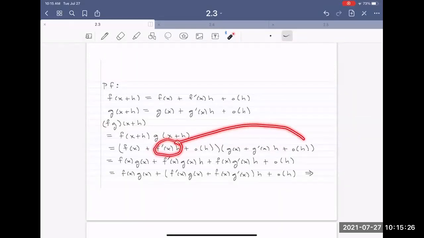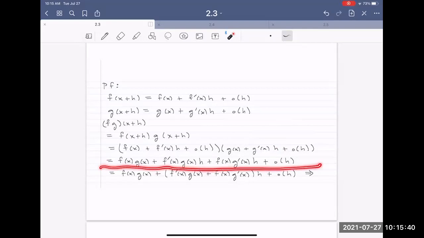F prime of h times little o of h is certainly little o of h. Little o of h times anything is, well, little o of h. So I get that this is equal to f of x times g of x plus f prime of x times g of x times h plus f of x times g prime of x at h plus little o of h. Let me factor out an h here.